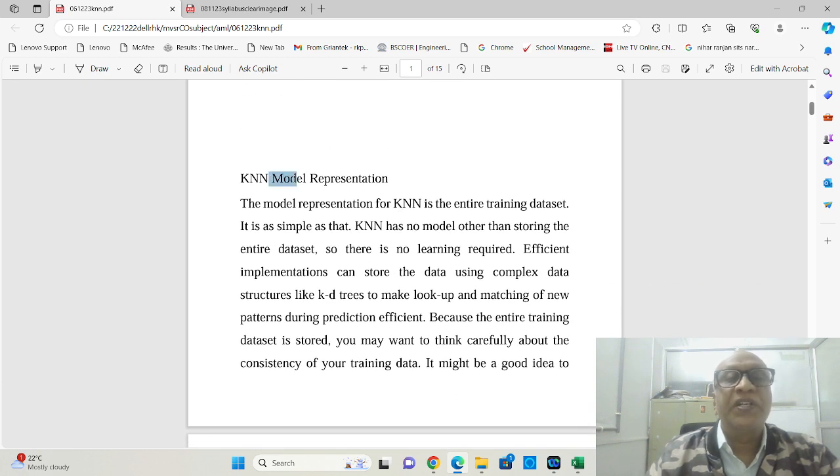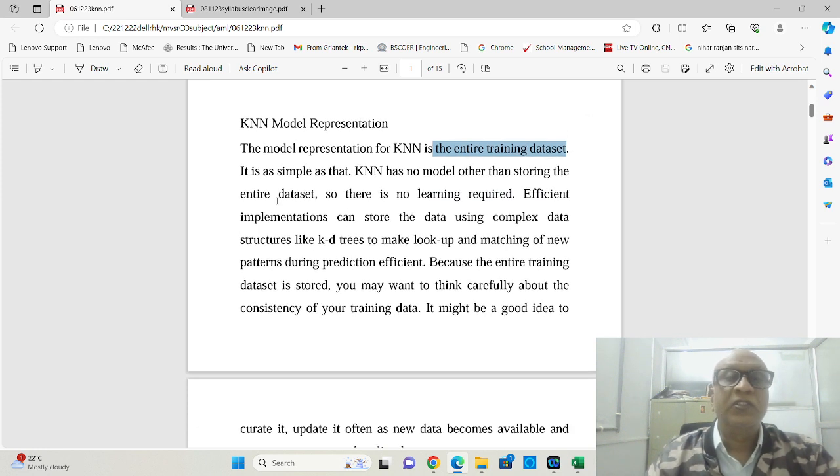So how do I represent the KNN model? For representing the KNN model, I have to take the entire data set, the training data set. So why is learning not there? Because there is no model other than storing the entire data set.